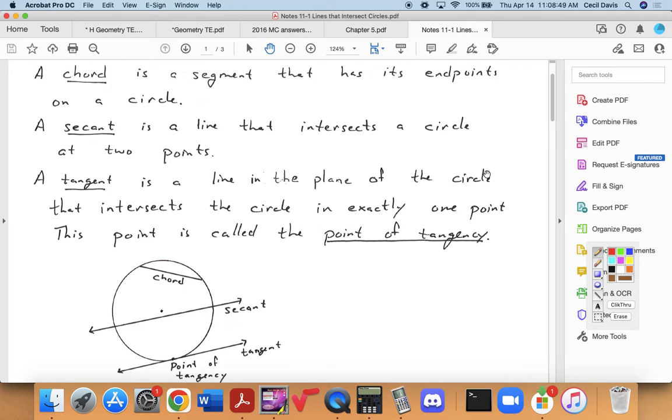Okay, a secant, on the other hand, is a line that intersects a circle at 2 points. So really the only difference between a secant and a chord is the secant is the whole line and the chord is just the segment from one point on a circle to another point on the circle. So every secant contains a chord.